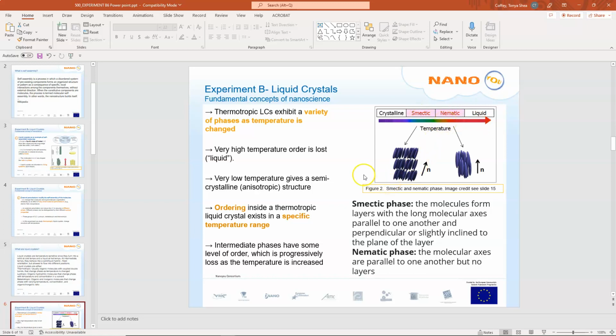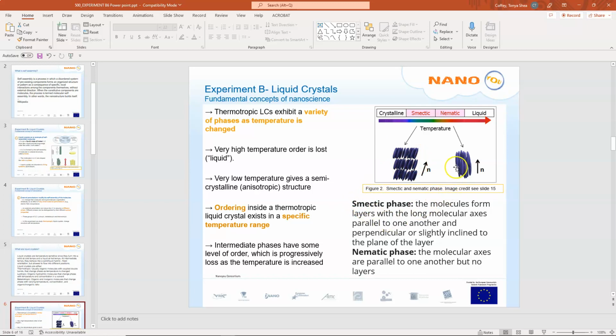Well, in a smectic phase, the molecules are going to form layers, as you can see in the picture. In this picture, you can see that they form the layers, and all of those long axes of the molecules are parallel to one another, but then they're turned and inclined slightly with respect to the next layer, as you can see. Okay, so that's a smectic phase.